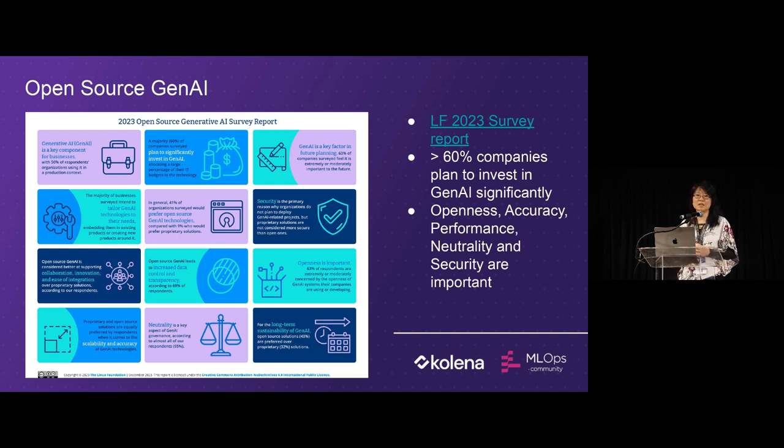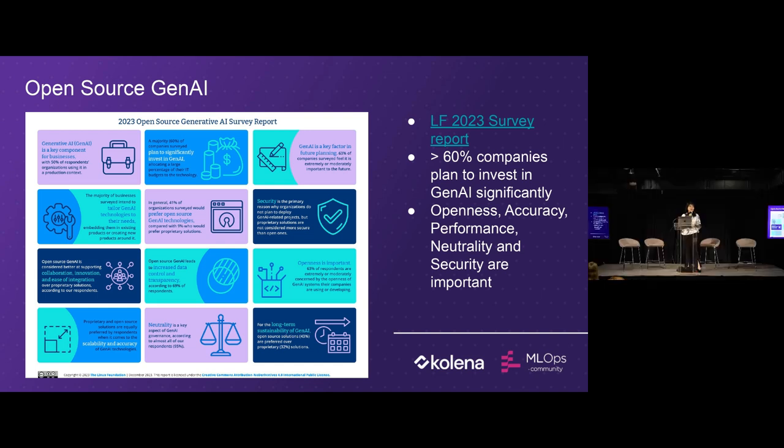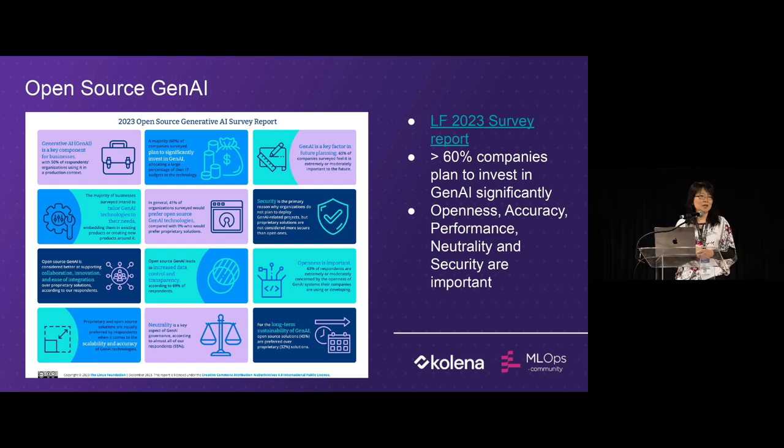As you can see from the survey, first of all, over 60% of the people claim their companies or organizations plan to significantly invest in Gen AI. The second theme is they all want to adopt open Gen AI technology because it's publicly available, innovating, encouraging collaboration, and easy to integrate. But on the other hand, there are a bunch of factors people really care about. For example, openness, quality, like performance, accuracy, consistency. They want neutrality. Security is very important.